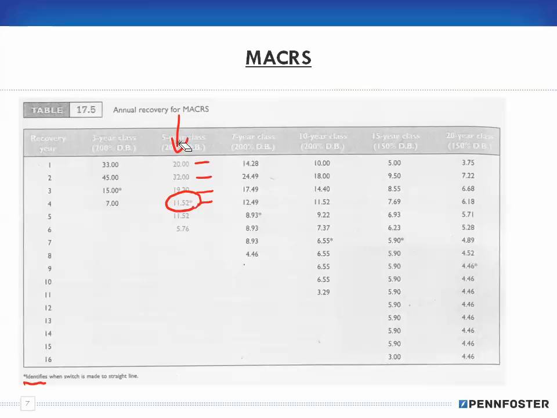Okay, as we have these percents here, these percents up to here were based upon the 200% declining balance method, and when we got to the 11.52 right here, that's when it switched over to the straight line method. But we don't really need to be that concerned with that. All we have to be concerned with is what are these percentages: 20, 32, 19.2, and so on and so forth.